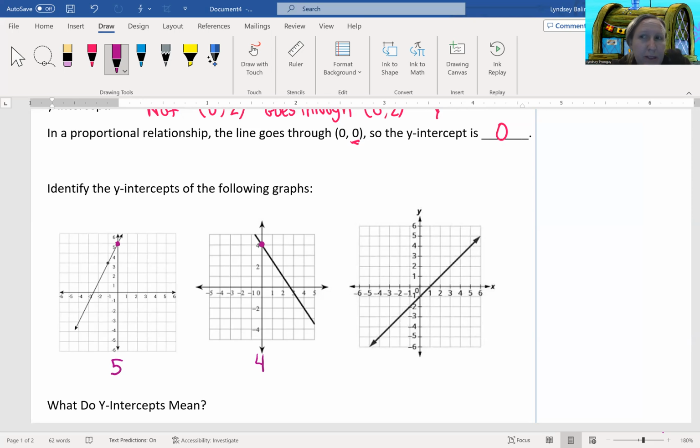This last one's a little bit different. It hits below the origin. It's hitting right here. That's the Y-intercept, and that just means that our Y-intercept is going to be negative. So in this case, our Y-intercept is -1. So if it's asking for the Y-intercept of the graph, you're just saying, what is the number where it hits the Y-axis?